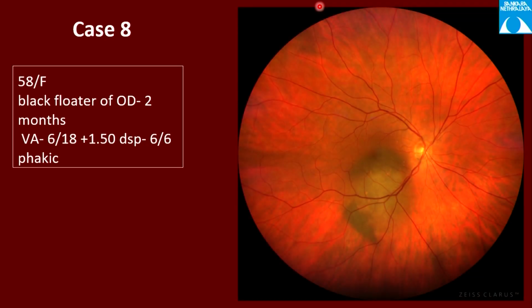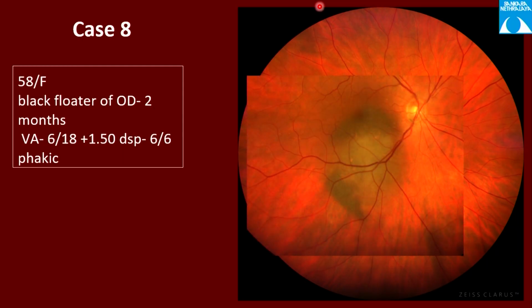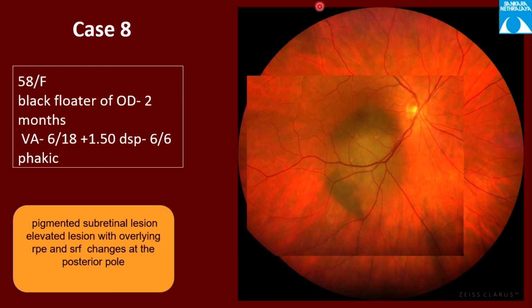Okay, coming to case 8. This is a 58-year-old female who complains of black floaters of the right eye since 2 months. Visual acuity was 6/18 and she's phakic. This is a Clarus image of the right eye which shows a pigmented subretinal lesion which appears slightly elevated. You can also see the RPE changes and subretinal fluid over it.